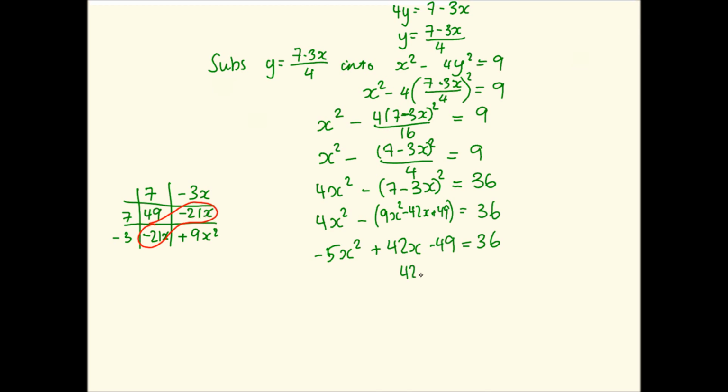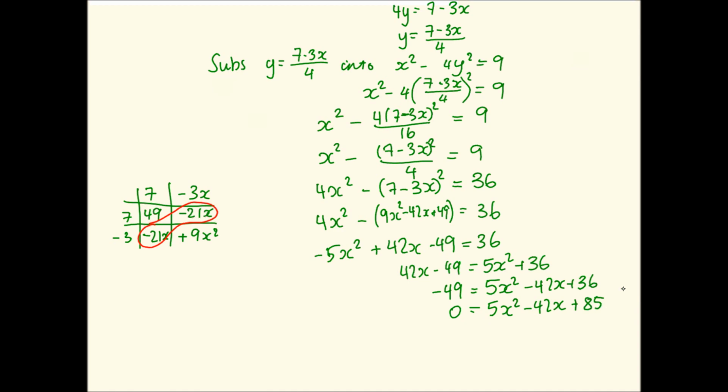So if I add my 5x squared on, we would have 5x squared plus 36 on the right hand side. If I take away the 42x, that leaves us with negative 49 equals 5x squared minus 42x plus 36, and then add on your 49. We get 5x squared minus 42x plus 85. So now I've got myself a 3-term quadratic which is equal to 0. We can look to solve this.